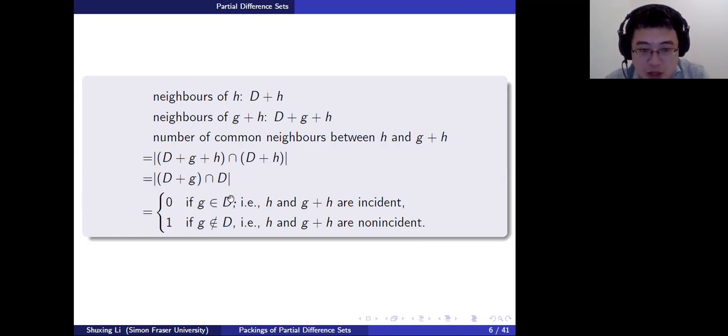When g belongs to D, h and g plus h are two incident vertices, and they share exactly 0 common neighbors. When g is not in D, h and g plus h are non-incident, and they share exactly 1 common neighbor. So that's how we can interpret the two-valued phenomenon in the language of a group and subset.